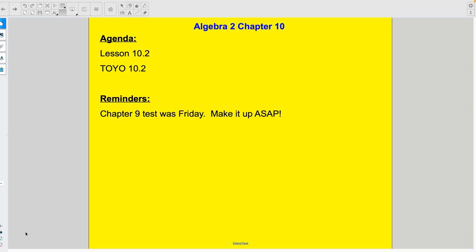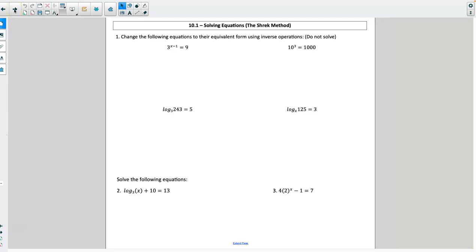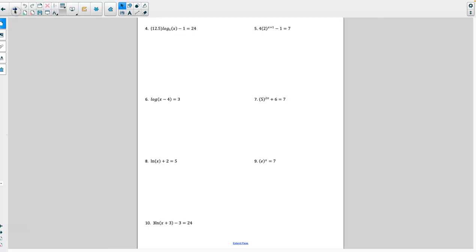Is there anything from the homework, just Monday's homework, that you'd like to take a look at? For this chapter, I do try to spend a little bit more time on homework because it's so new for you. So number 9, sure. All right, 9. So we're just solving for x.